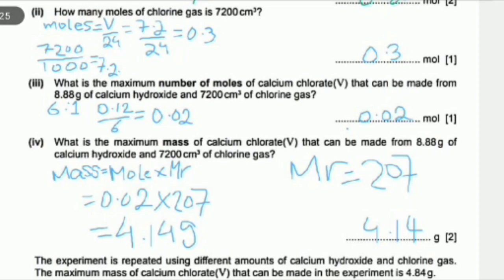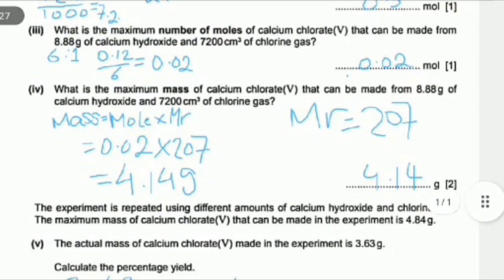So we divided 0.12 by 6 and we got 0.02, and here we go, we have 0.02 moles of calcium chloride. The fourth part says, what is the maximum mass of calcium chloride that can be made from 8.88 grams of calcium hydroxide and 7200 cm³ of chlorine gas?